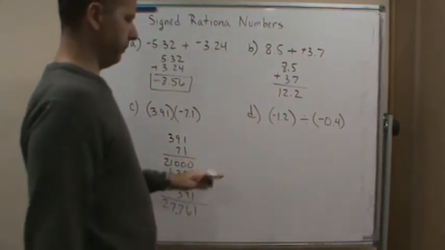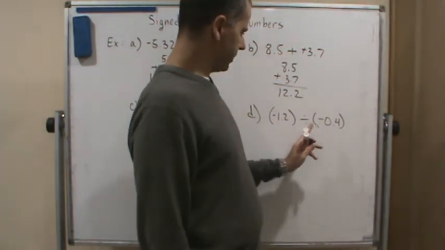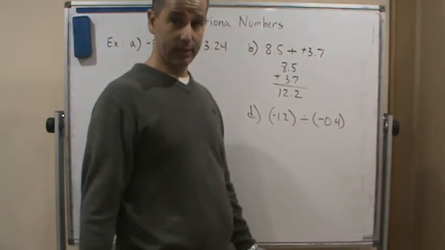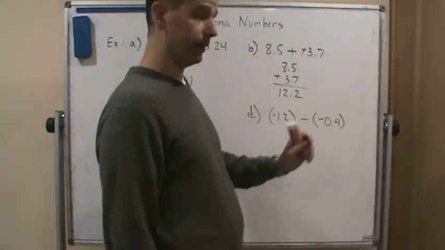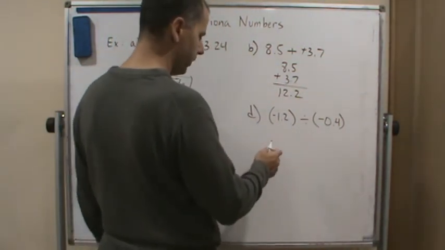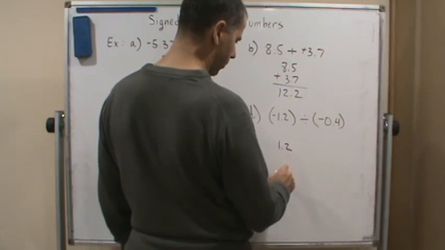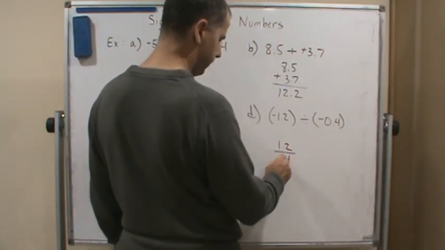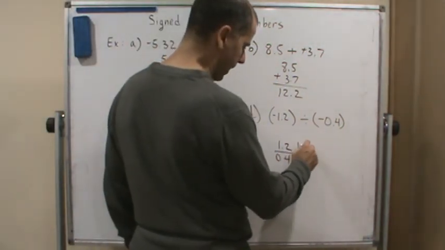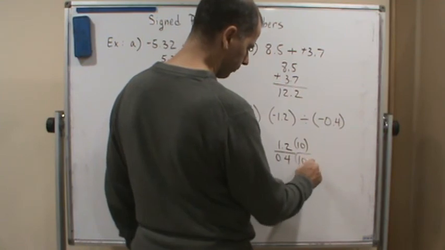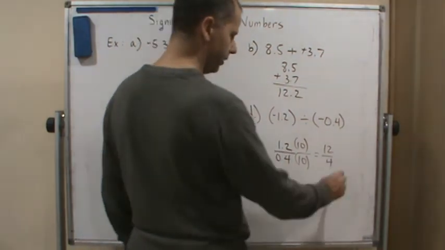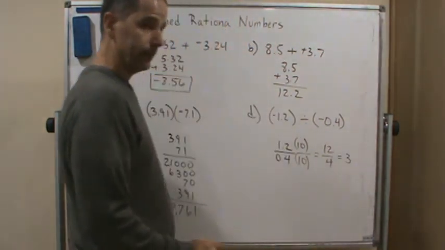Now, what about this one? Here I've got this divided by this. Well, remember, a negative divided by negative is positive. So the answer has to be positive, right? They have the same sign, so we know that the quotient is going to be positive. So, what am I going to do? I'm going to do 1.2 divided by 0.4, which, by the way, if I multiply the top and the bottom by 10, right, is equivalent to 12 over 4, which is equal to 3. And so the answer is 3.